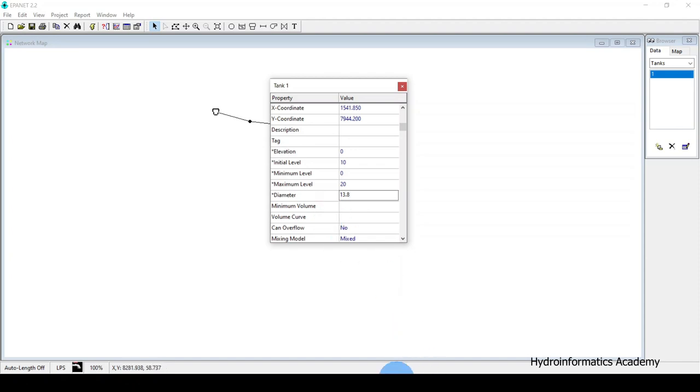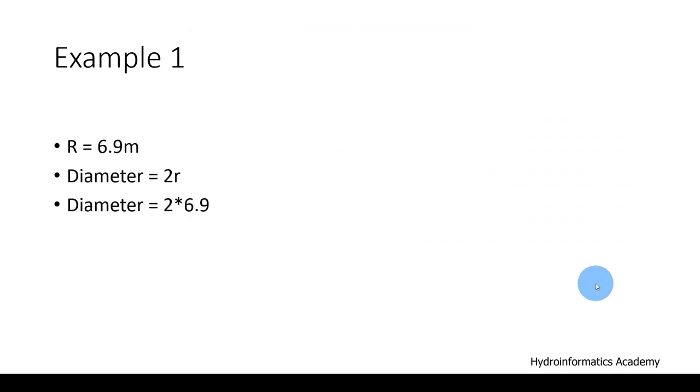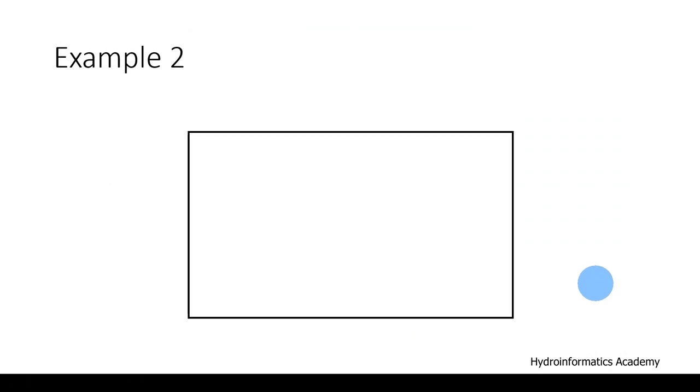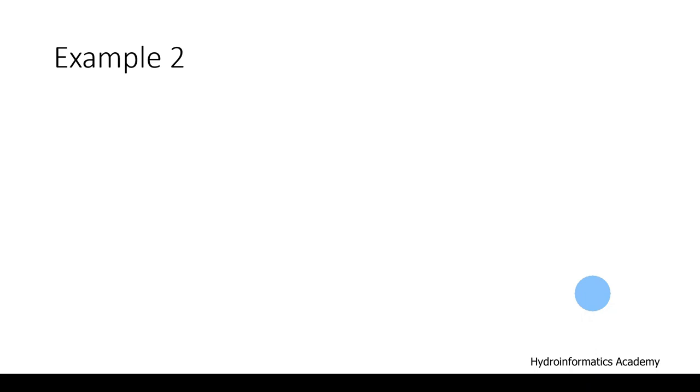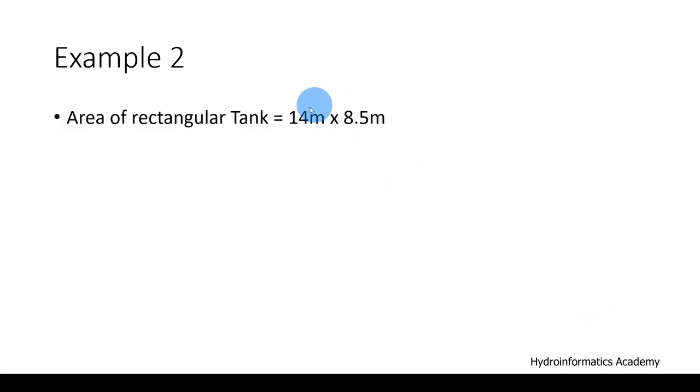Okay, example number two. So let's say this is what we are having: the same shape, a rectangular storage tank. This time the length is 14 and the width is 8.5. Remember, the first step is to find the area of this rectangular storage tank. So the area here is 14 times 8.5, which is 119 square meters.